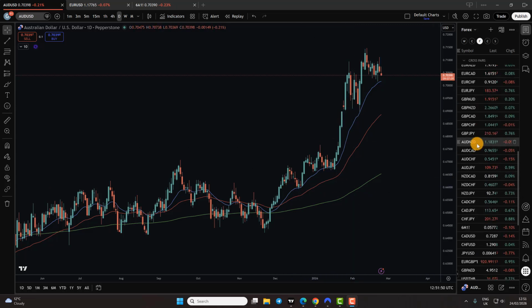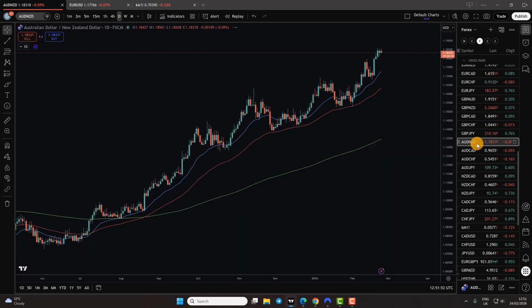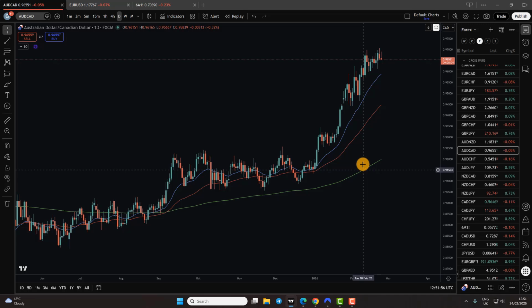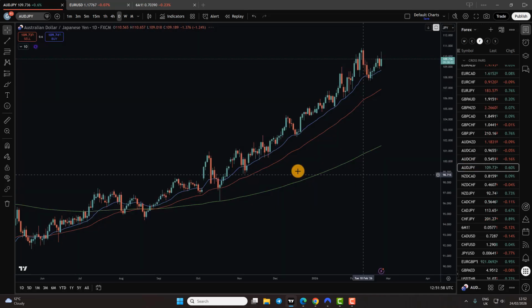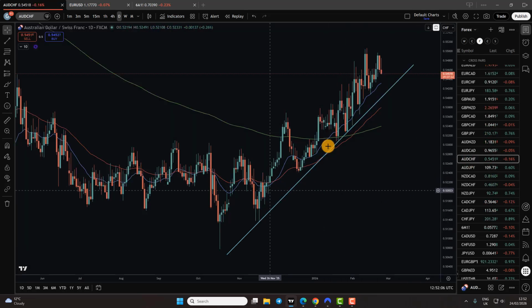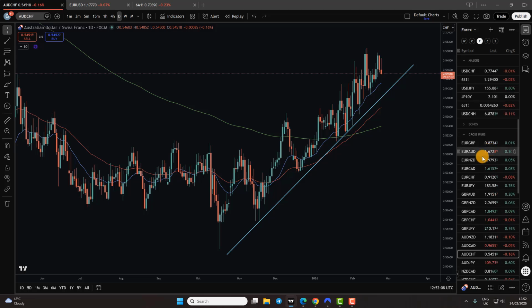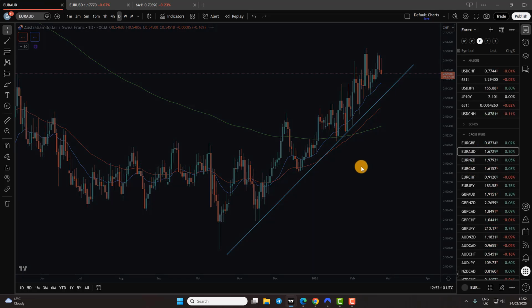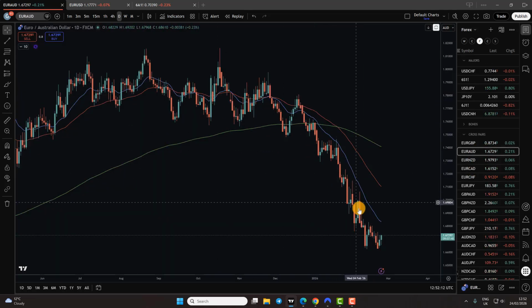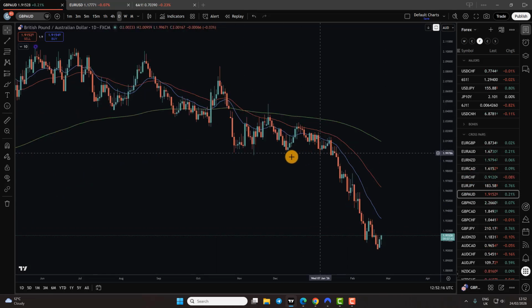As we go down and take a look at a few of the other Aussie pairs, we can see Aussie Kiwi, strong momentum to the upside, nice uptrend. Aussie CAD, very similar. Aussie Yen, strong uptrending market, benefiting as well with the weakness in Yen. Aussie Swiss, less strength, but we still see that momentum to the upside. And then inversely, looking at Euro Aussie, that Aussie strength helping to drive Euro Aussie down, and the same with Pound Aussie.